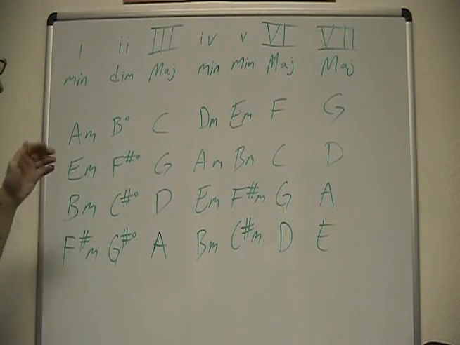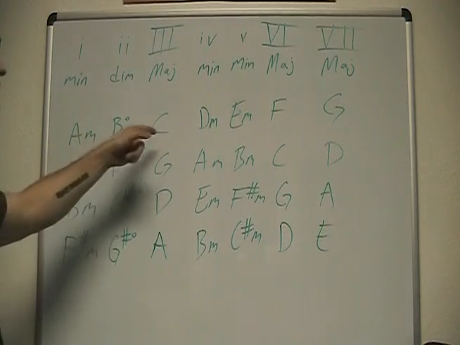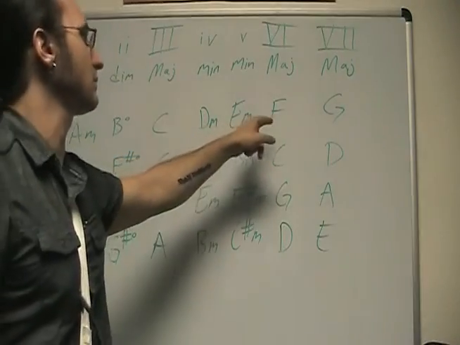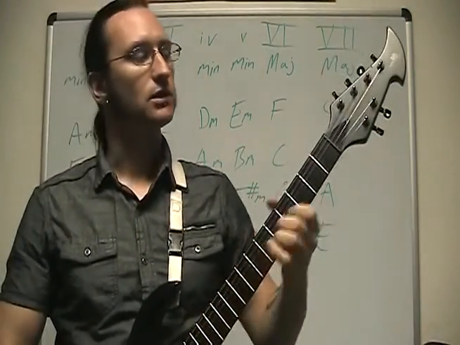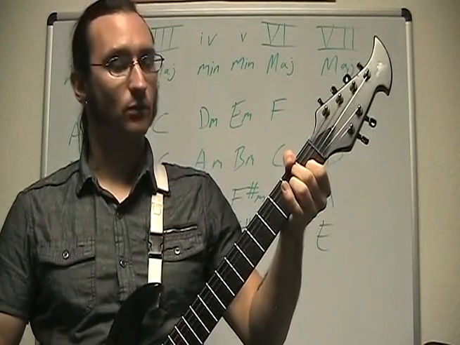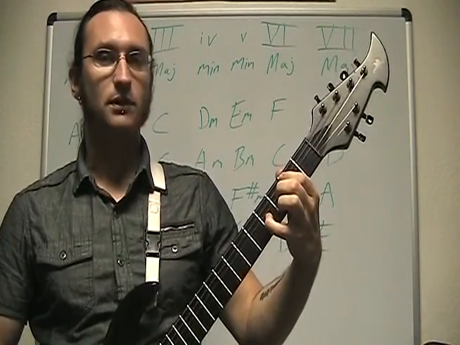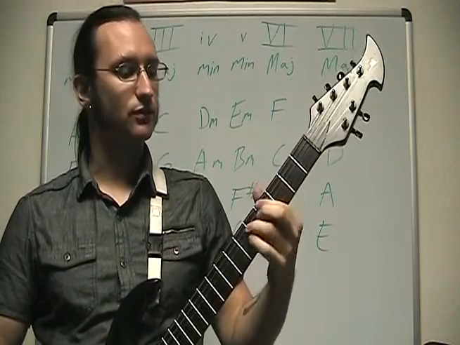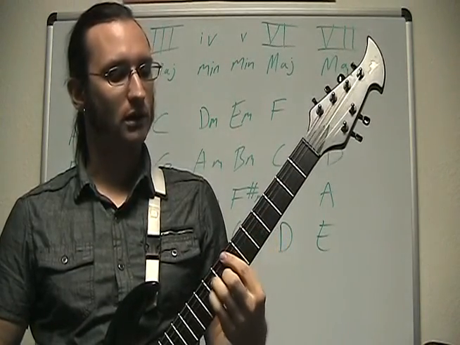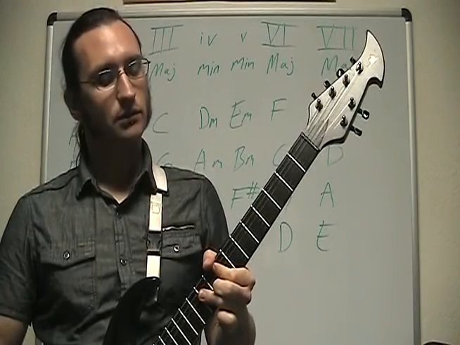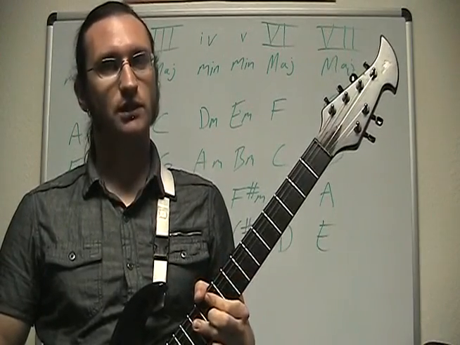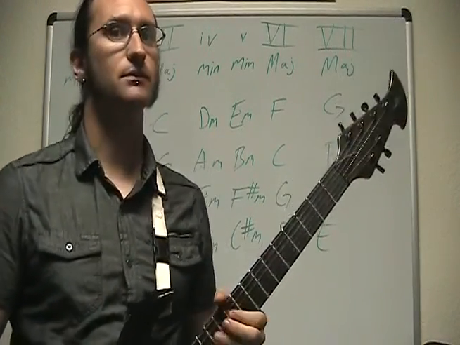So the key of A minor, which is the relative minor to C, we have A minor, B diminished, C major, D minor, E minor, F major, G major. So let's go through that. So we got A minor for the 1, B diminished for the 2, C major for 3, D minor 4, E minor in the 5th position, F major in the 6th position, G major in the 7th position.